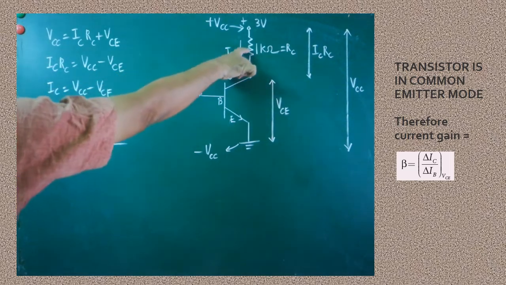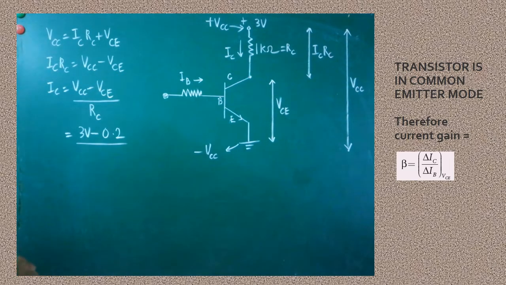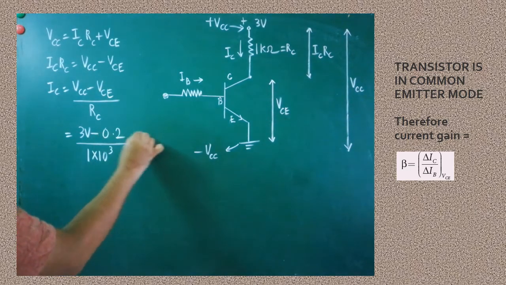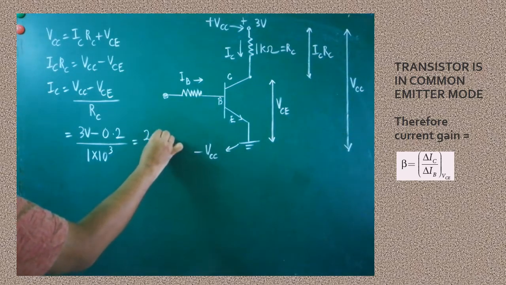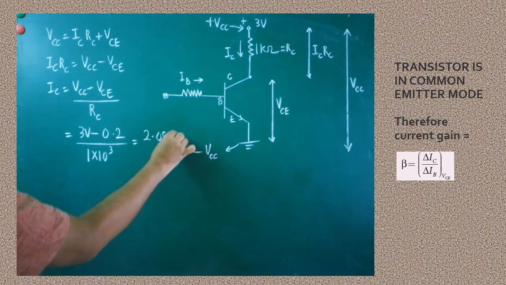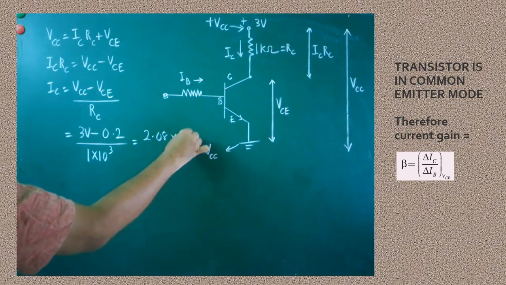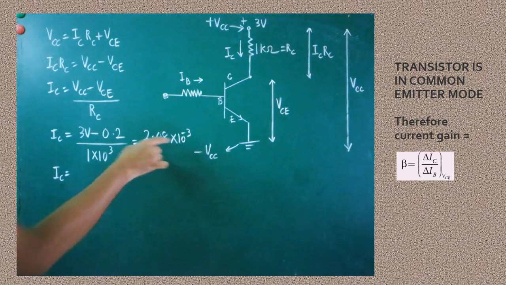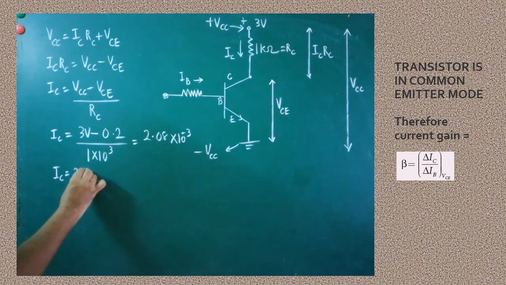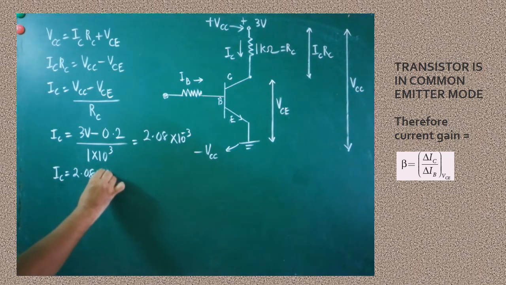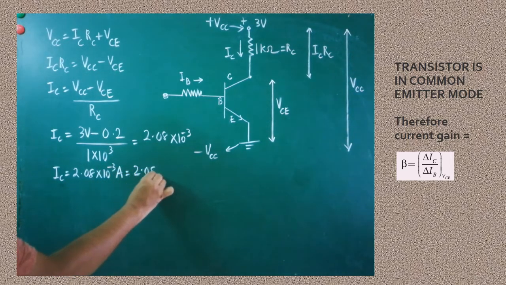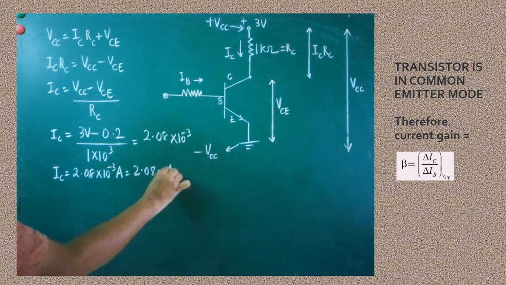The collector resistance is 1 kilo ohm. 1 kilo ohm can be written as 1 into 10 to the power of 3. After subtraction, we will get 2.8. If this one is taken up, that one becomes 10 to the power of minus 3. Since it is current, that must be measured in terms of ampere. Are you clear? So 2.8 into 10 to the power of minus 3 ampere can be written as 2.8 milliampere. So in that format we can write.